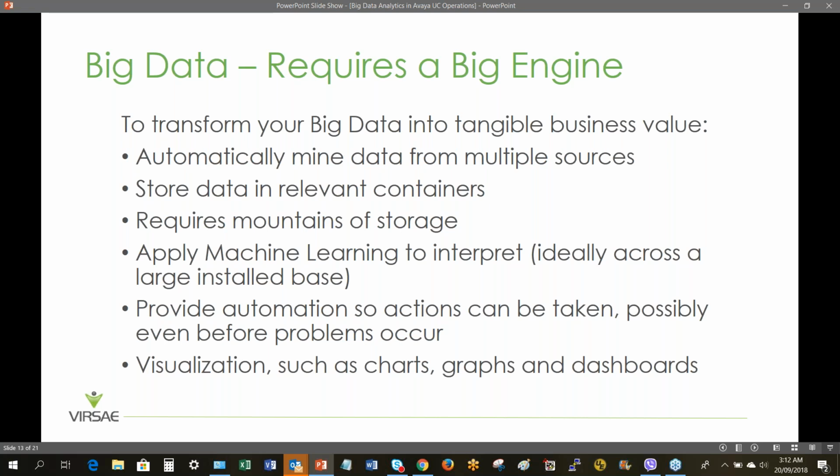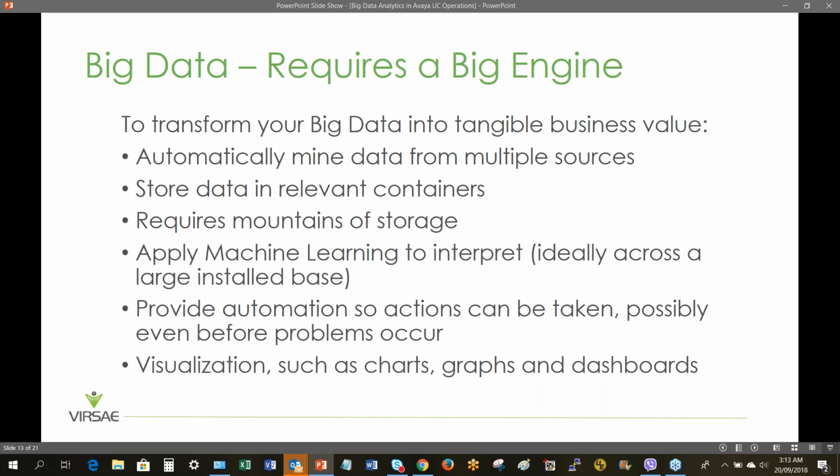So taking up a framework like we have at Virsae with the Outage service management framework allows you to store that data in relevant containers because there's an awful lot of it. You can't just dump that on the floor and come back to it. It's got to be relatively well organized.